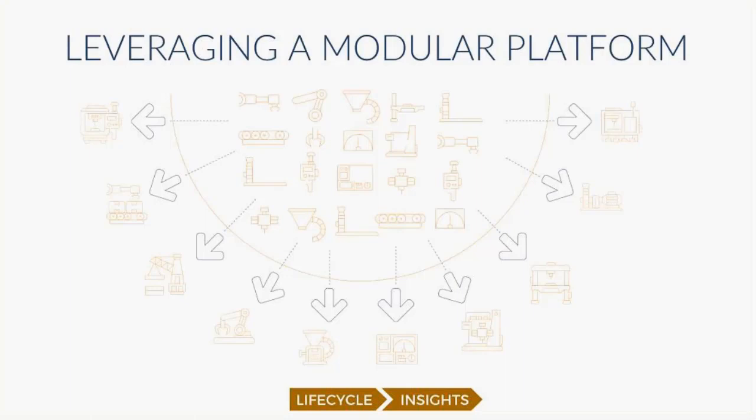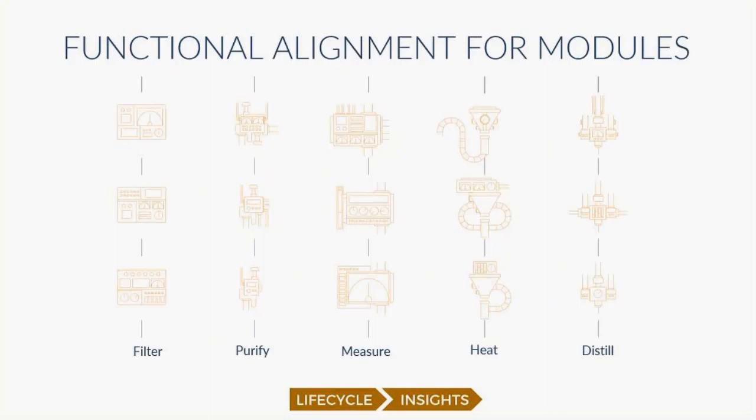So how do you get to that point? Well, one of the first steps is you have to get alignment between functions and modules. Okay, so what you can see here, going from top to bottom in these different columns, are different modules that fulfill a specific function. Like there are 3 here for filtration, 3 for purification, 3 for measurement, 3 for heating, 3 for distilling. But they might have different capacity, right? So they might be able to handle a certain flow rate through them.